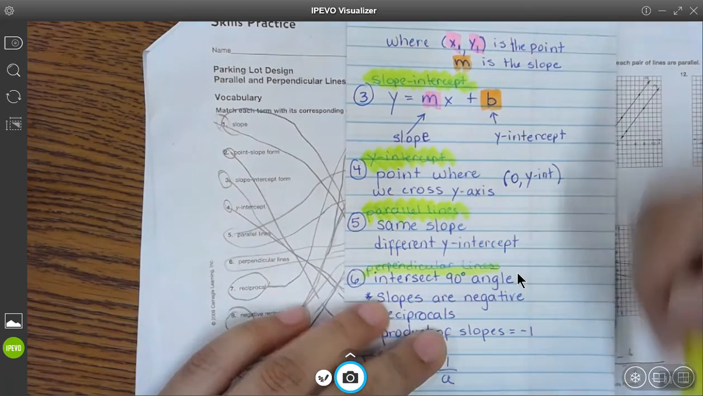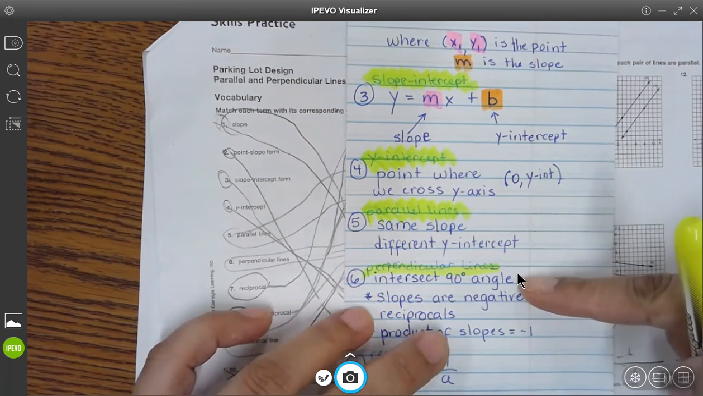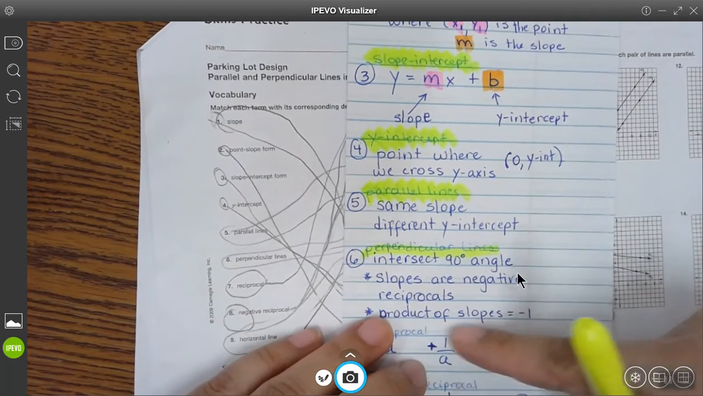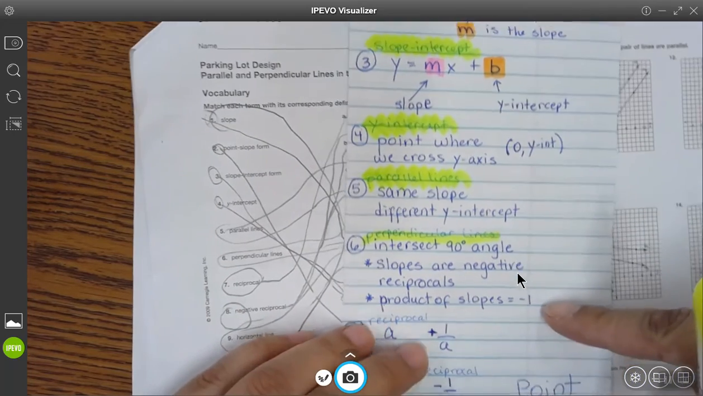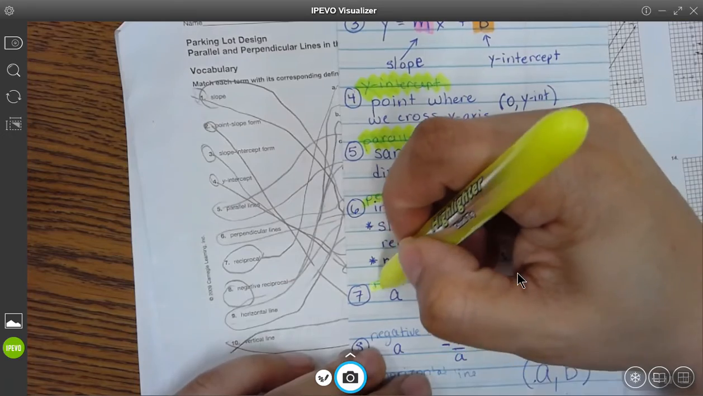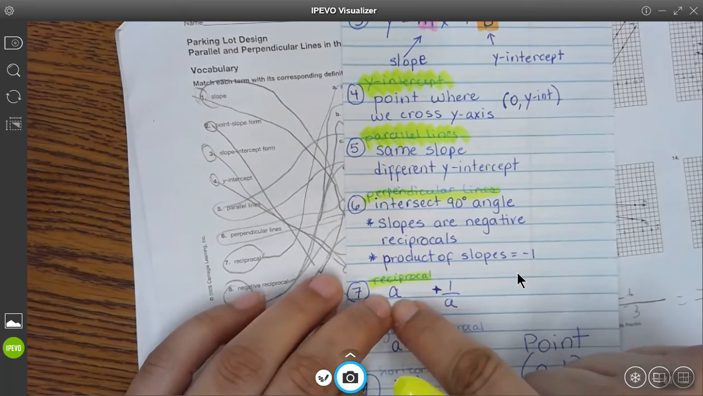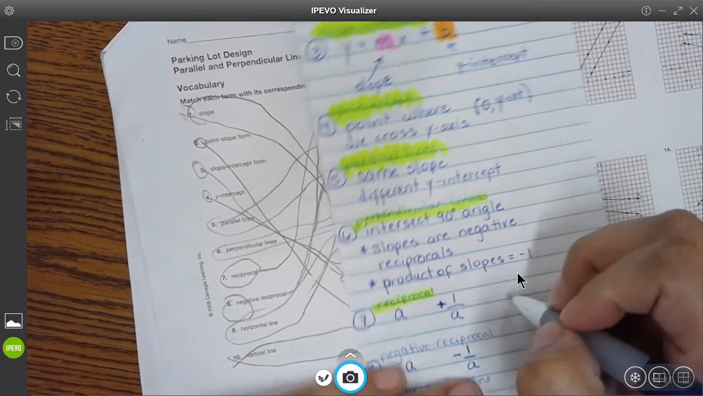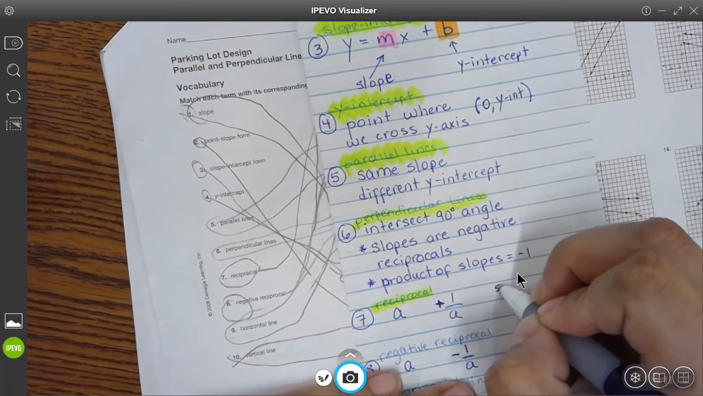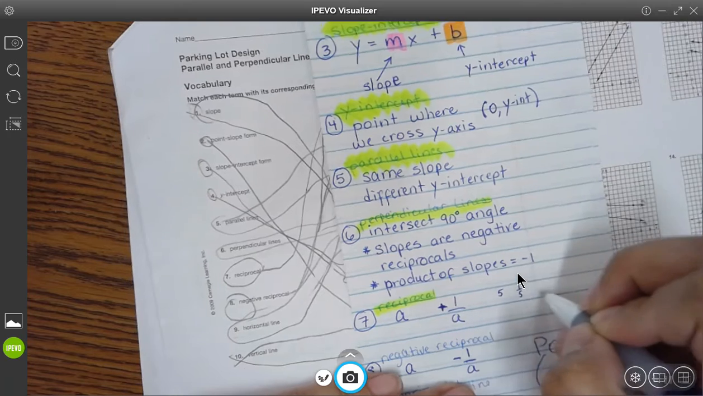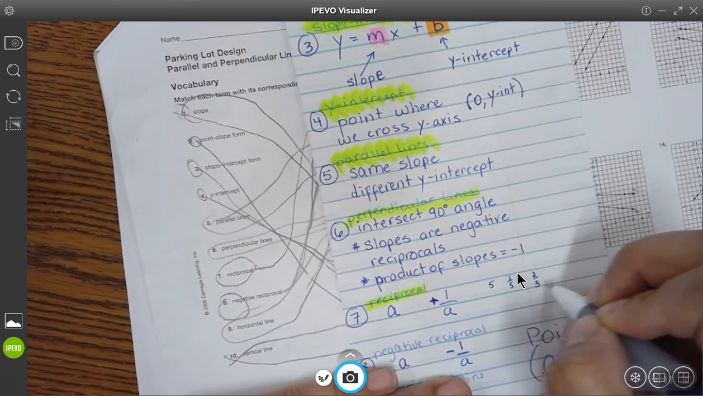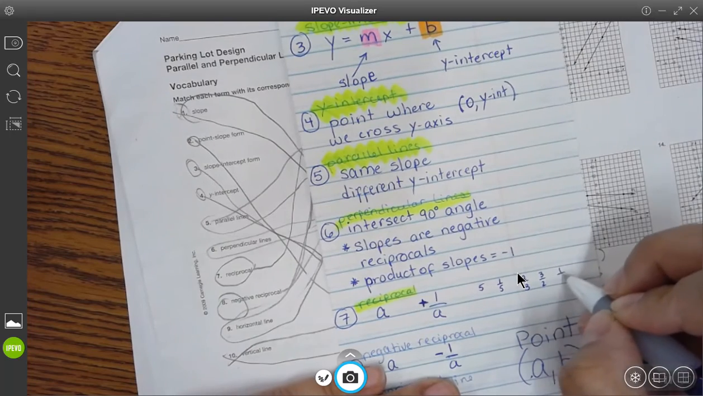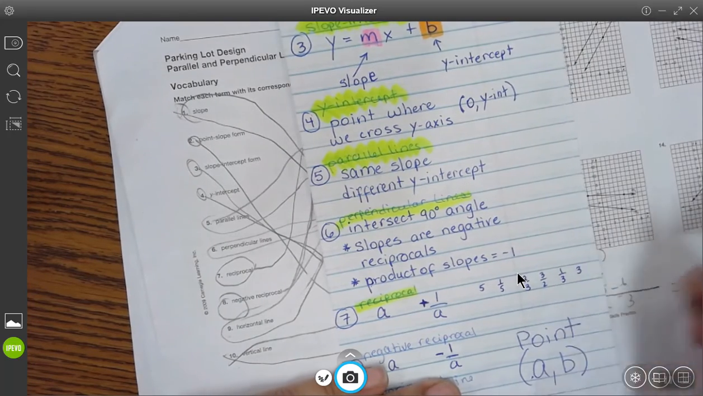Perpendicular lines, you're supposed to know that they intersect at 90-degree angles, that the slopes are negative reciprocals of each other, or if you multiply the slopes, you get -1. You have to understand reciprocals, which means if you have a number, 1 over that number would be the reciprocal. So examples would be 5, the reciprocal is 1/5. 2/3, the reciprocal is 3/2. Or 1/3, the reciprocal is 3.